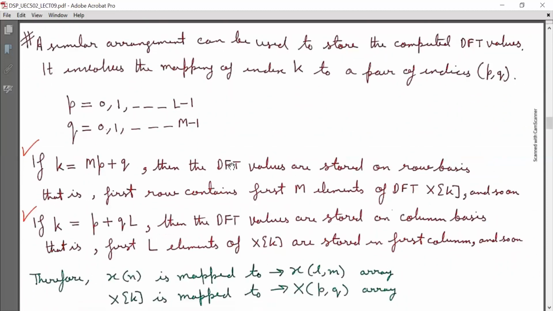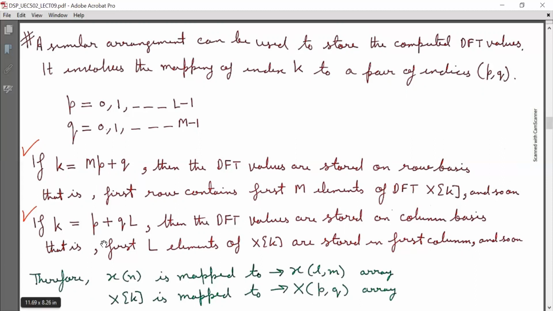A similar arrangement can be used to store the computed DFT value. It involves a mapping of index k to a pair of indices p, q, where p is ranging from 0 to L minus 1 and q is ranging from 0 to M minus 1. If k is equal to Mp plus q, then the DFT values are stored on a row basis. That is, the first row contains the first M elements of the DFT X(k), and so on.